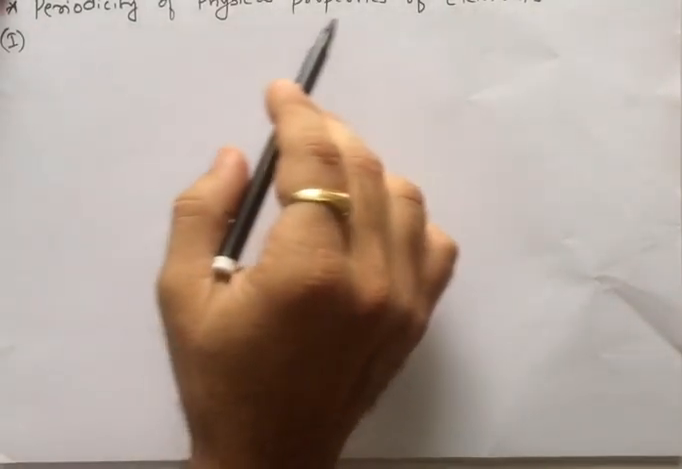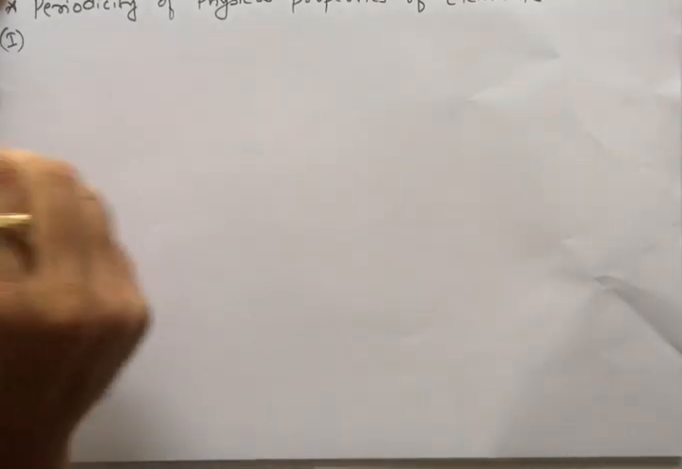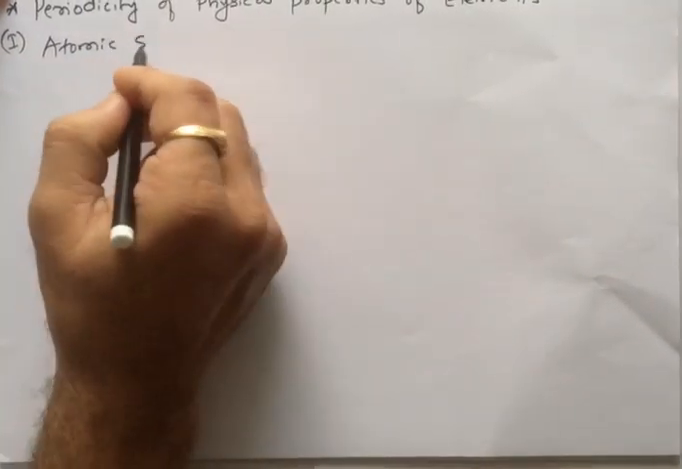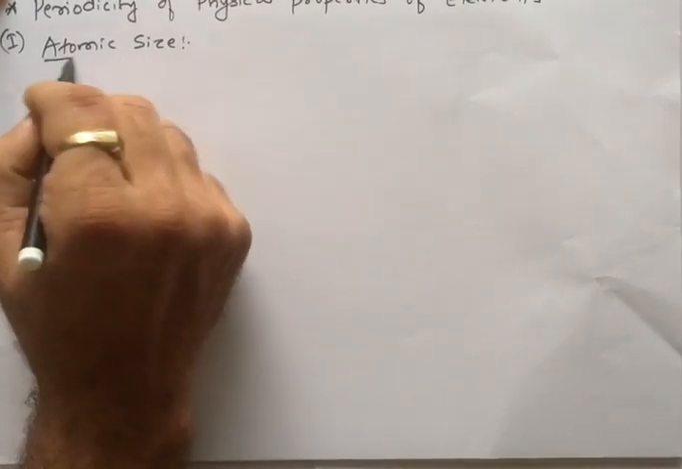So the next concept we are going to discuss is periodicity of physical properties of elements. So the first one is atomic size. And what is atomic size?